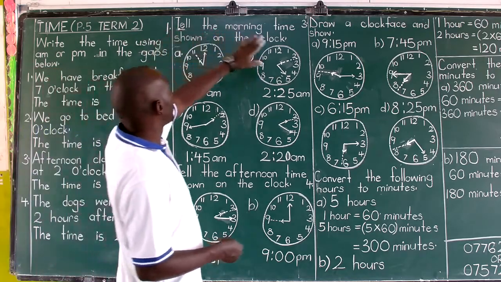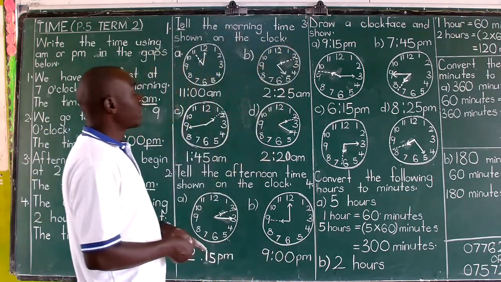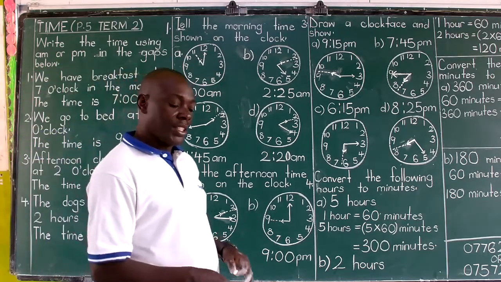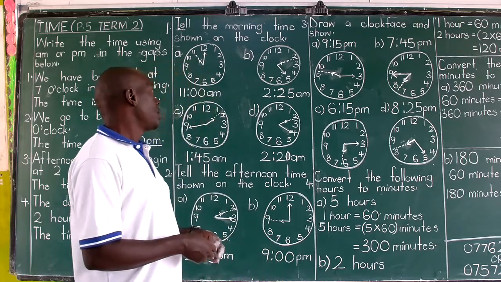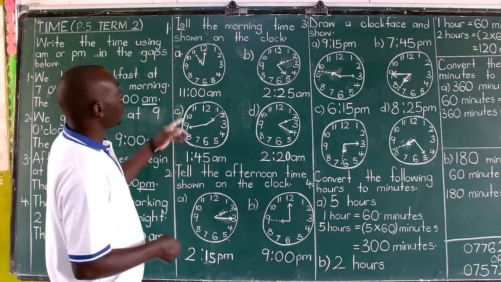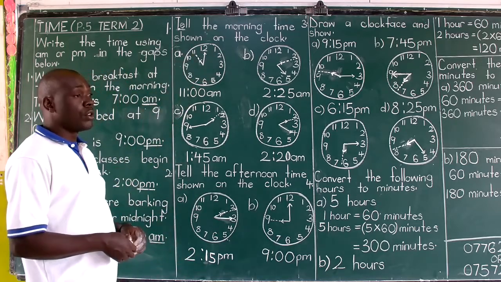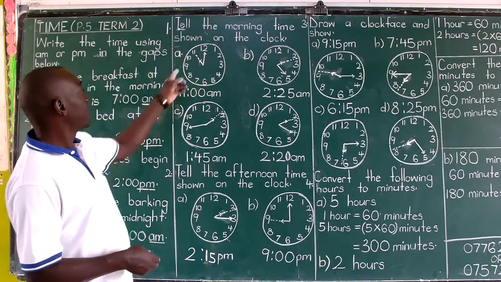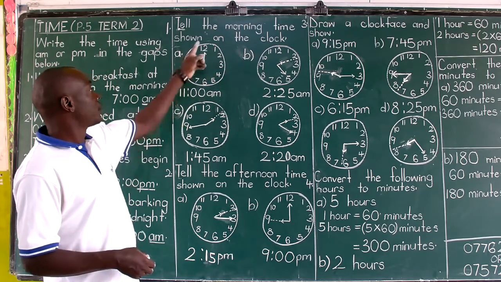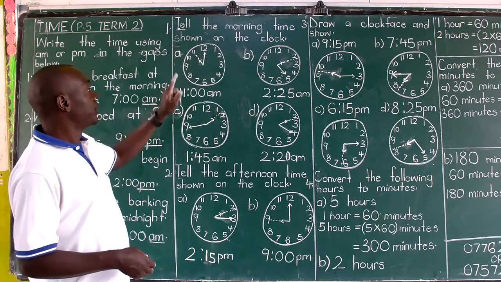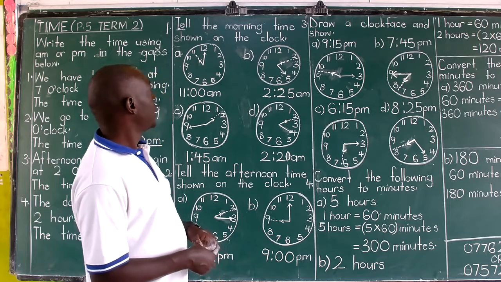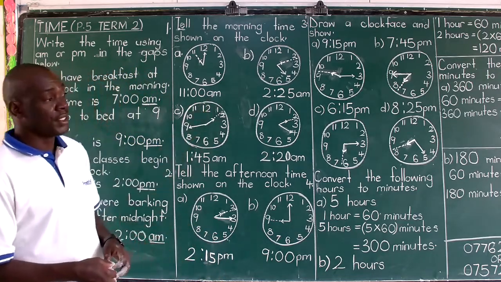Now tell the morning time shown on the clock. I said whenever you see the word morning, it means it will end with AM. With these examples, tell the morning time. You'll be availed with clock faces ranging from 1 all the way to 12. Here in telling time, we look at two things.